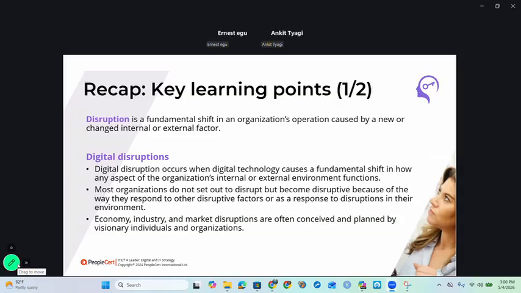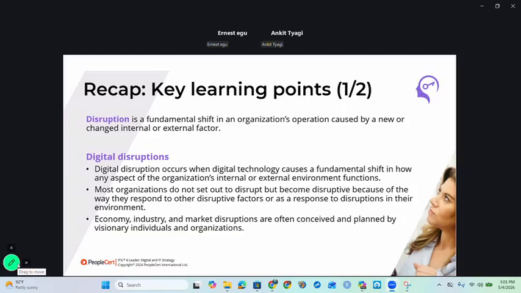Disruption is a fundamental shift in an organization's operations caused by a new or a change in an internal or external factor. There can be digital disruptions. Digital disruption occurs when digital technology causes a fundamental shift in how any aspect of the organization's internal or external environment functions. Most organizations do not set out to disrupt, but become disruptive because of the way they respond to other disruptive factors or as a response to disruptions in their environment.